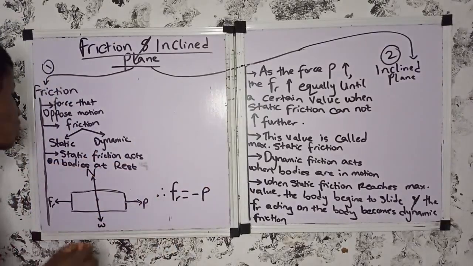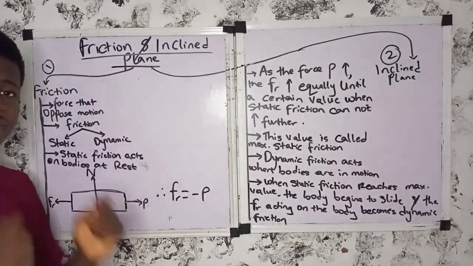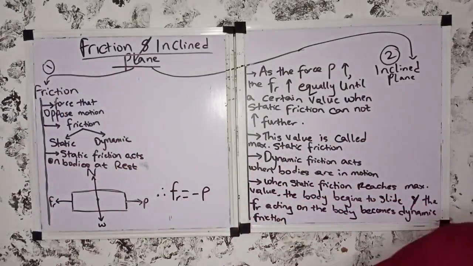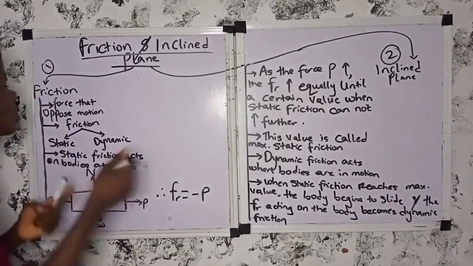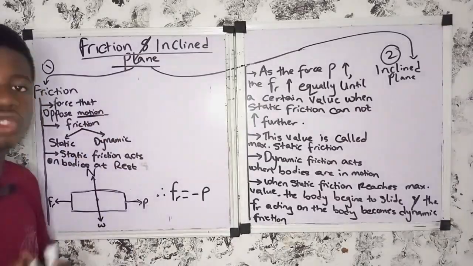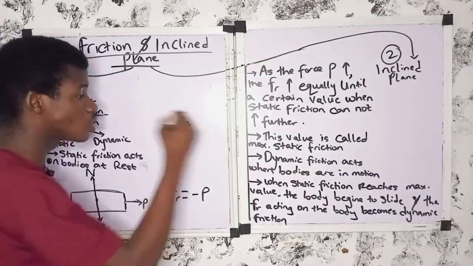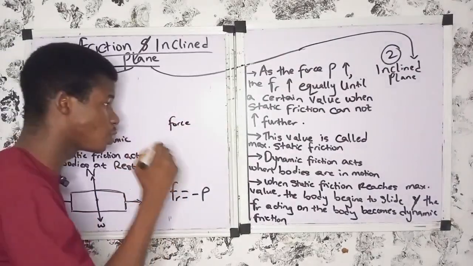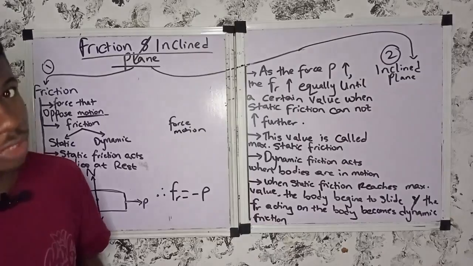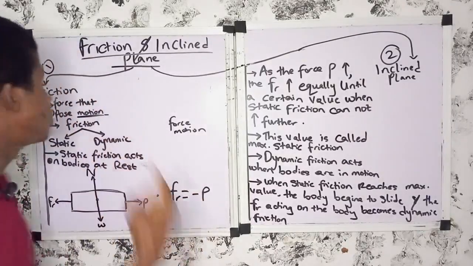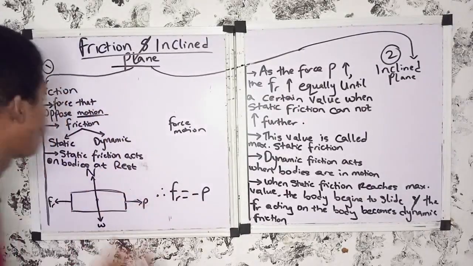Now, what is static friction? This is a friction that acts on bodies that are at rest. Let me go back again. Friction is a force that opposes motion. Please take note that friction does not oppose the force causing the motion. Friction does not oppose the force that causes the motion; instead, friction opposes the motion itself. So friction is a force that opposes motion.